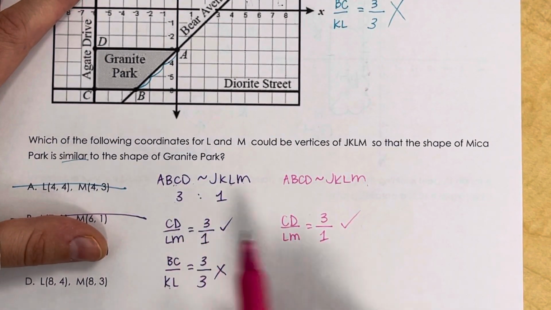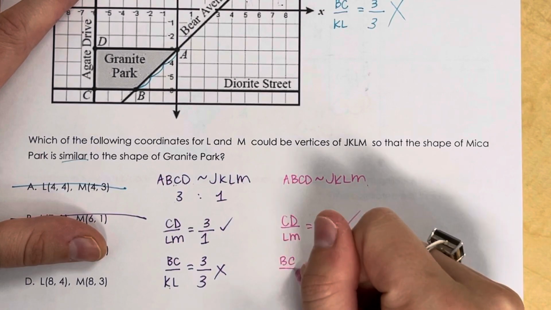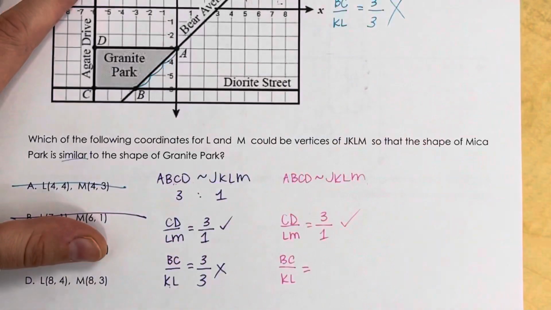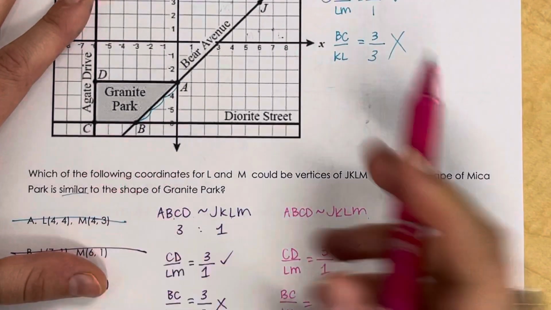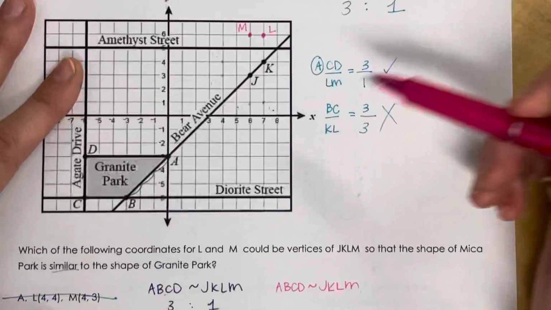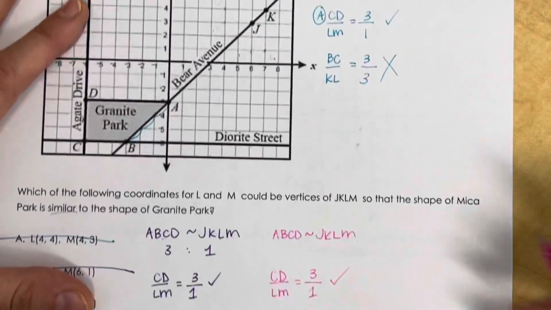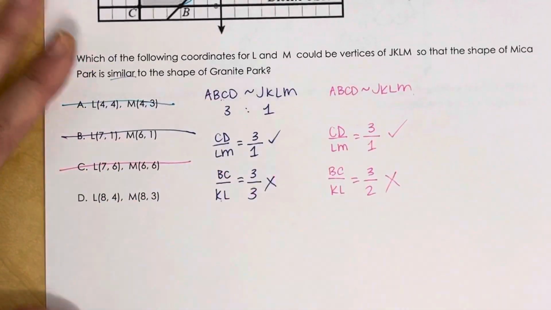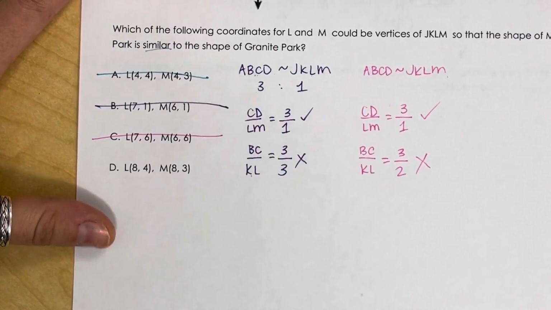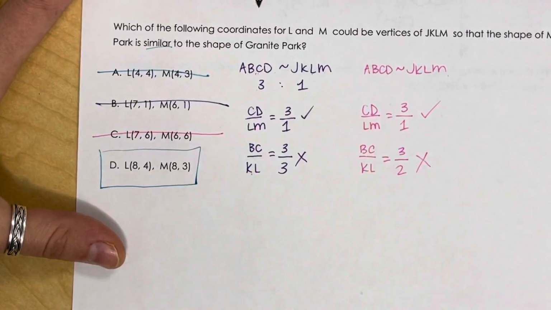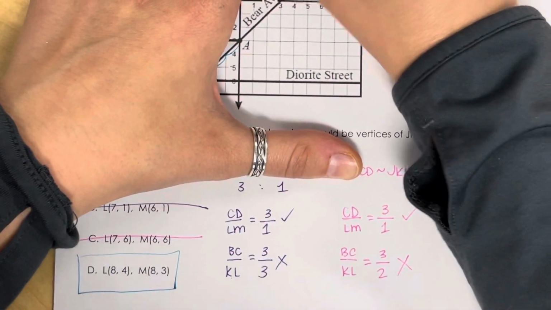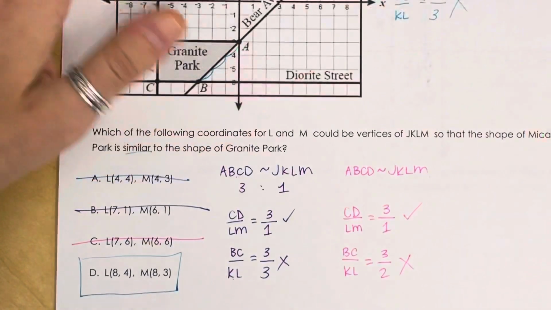Next one is BC matches up with KL. Okay, if I go back to my picture here, BC still hasn't changed, it's 3. KL is 1, 2, whoops, nope, doesn't look like that one works either. That's not a 3-to-1 ratio, so I know C is wrong. Well, that means it just leaves me with answer D has to be my answer, but I am going to just plot the points just to be sure that that is correct.